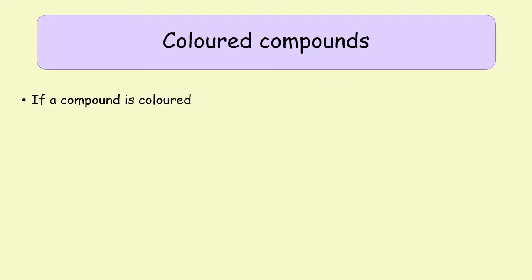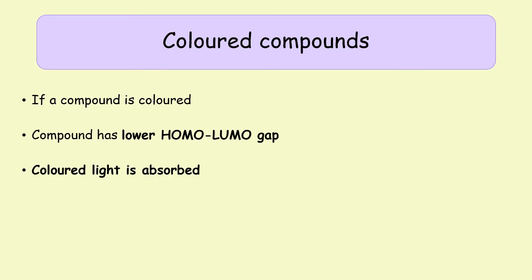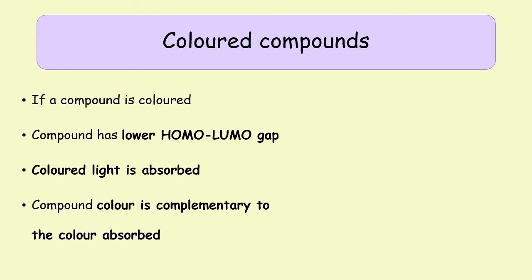Now in coloured compounds, if a compound is coloured, it means that there has been a lower HOMO-LUMO gap, and we will get on to how do we lower the HOMO-LUMO gap in the next slide. But if you've got a smaller or a lower HOMO-LUMO gap, some visible light, coloured visible light, will be absorbed, and the compound colour will be complementary to the colour absorbed by the compound, very similar to how the colours of transition metal complexes arise.